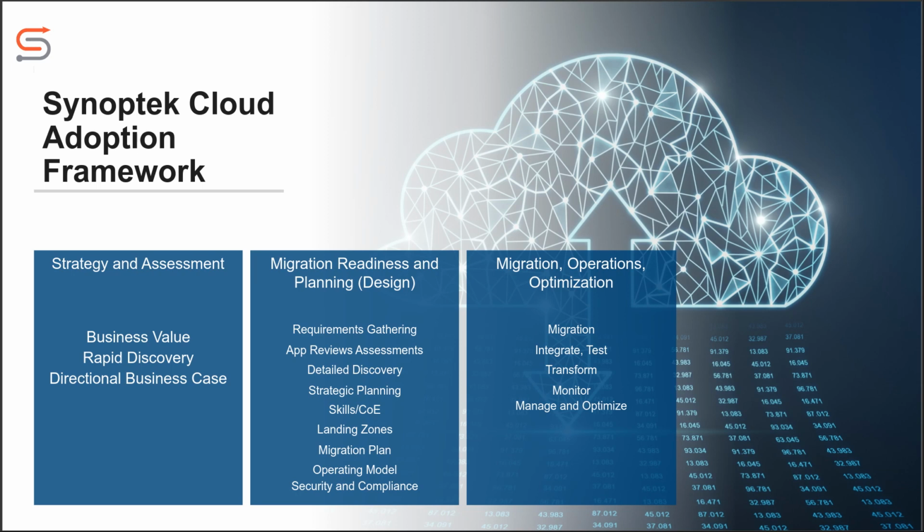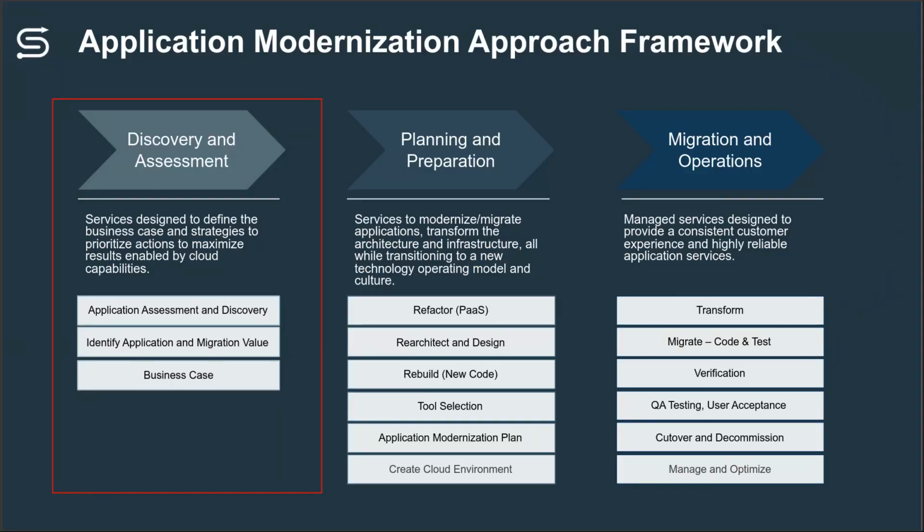Then you'll start the planning phase, which is requirements gathering, understanding the skills, what's your migration plan, what's your operating model, and answer all those sorts of questions during the planning phase. Then you'll actually perform the migration and transform and then test, and then continue to optimize and manage your cloud. So with this, we then have our own application modernization framework, which goes along with the cloud adoption framework.